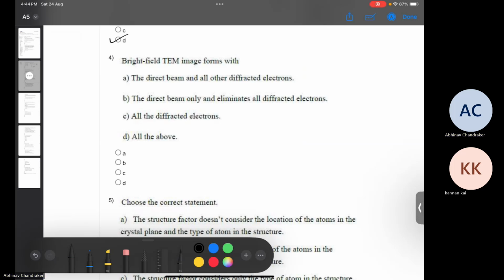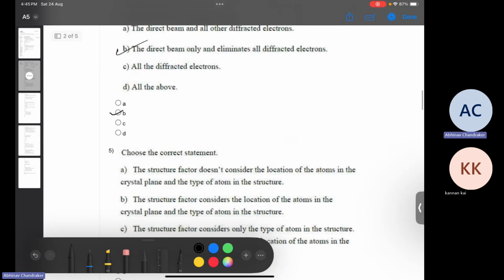Question 4. Bright field TEM image forms with, we know that it forms only for the direct beam. All the diffracted beams get blocked due to the aperture, sorry, the objective aperture. So the correct answer is B.